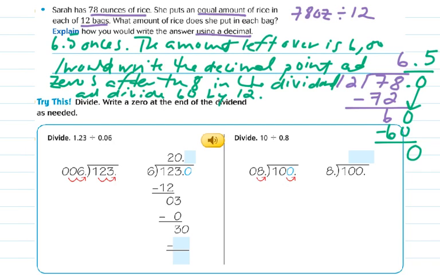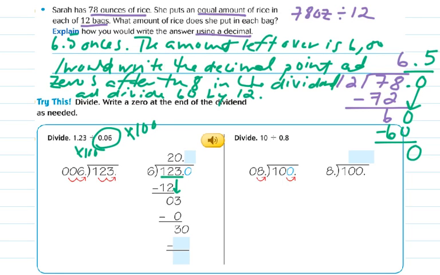Now it says, try this, divide. Write a 0 at the end of the dividend as needed. So right off the bat, remember, we need to multiply our divisor by a power of 10. That would make it a whole number. So we're going to do that in both cases, to the divisor and the dividend. So now we have 123 divided by 6, which would give us 12 divided by 6 is 2. 2 times 6 is 12. Regroup, bring down the 3.